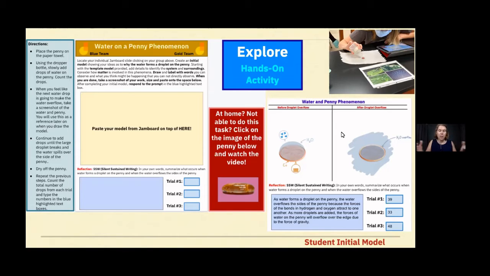And after they've done their initial models, which we know are going to be really, really basic at the beginning, they take a screenshot and they would insert it into their notebook. If they were in person and they were able to do this, they reflected on what they saw, and then they gave me the number of drops for each trial. If they were at home the day that we did this, they would click on this link right here, and it's me doing 3 trials of water. So it's not exactly the same, but they could have the experience of seeing the water dropped on the penny and still be able to participate in that. So that's an example of putting in an explore aspect of the notebook.